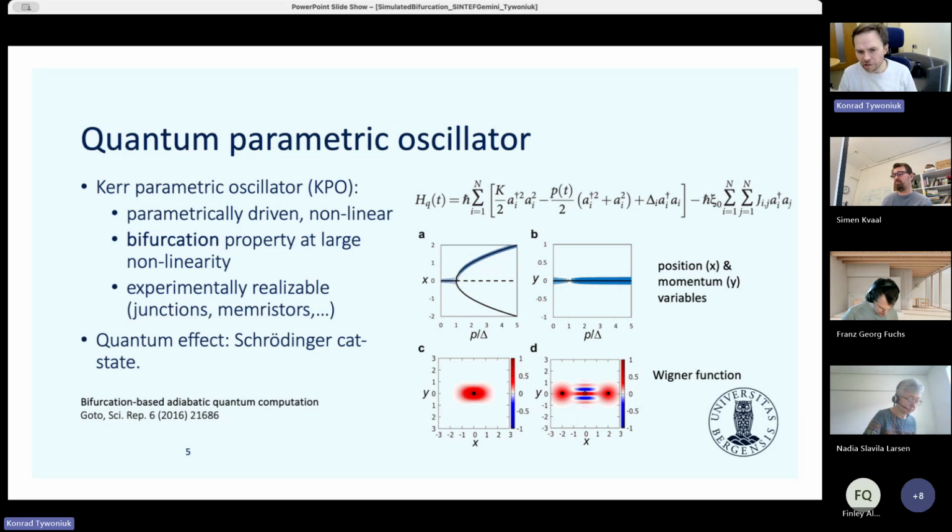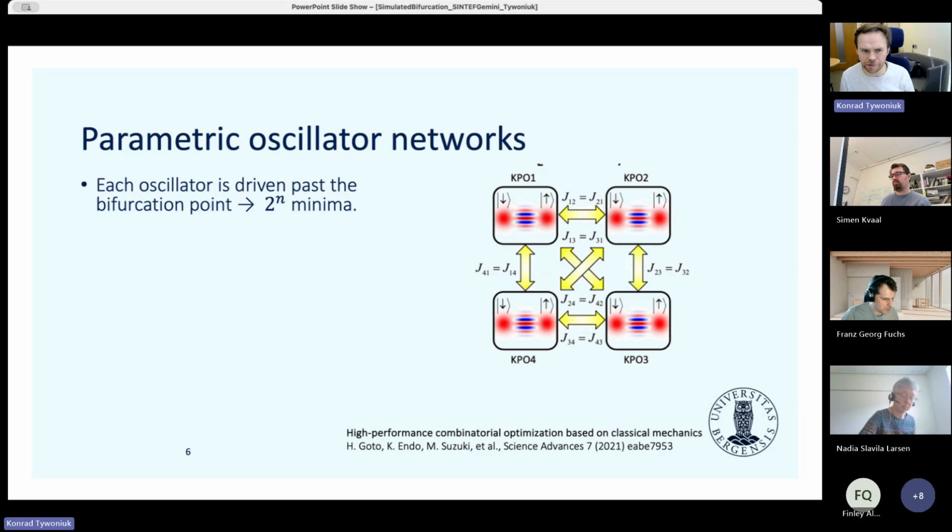Classically, the system will either go into one or the other minimum, but quantum mechanically, it is in a superposition of both. So that's very interesting, and this is actually experimentally realizable. You can have junctions, you can have so-called memristors or other types of devices that can actually realize these driven parametric oscillator properties.